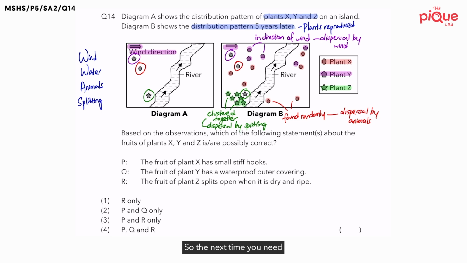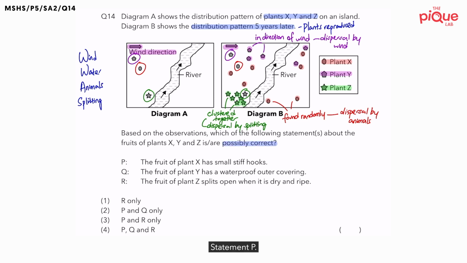So the next time you need to identify dispersal methods using dispersal patterns, you can look out for young plants clustered around their parent plant, as this immediately indicates that the seed is dispersed by splitting. Now that we're done identifying each of the dispersal methods, we can take a look at the question and the options. Based on the observations, which of the following statements about the fruits of plants X, Y, and Z are possibly correct?